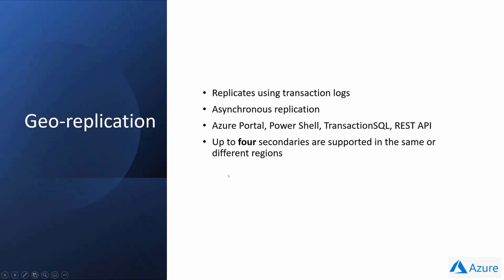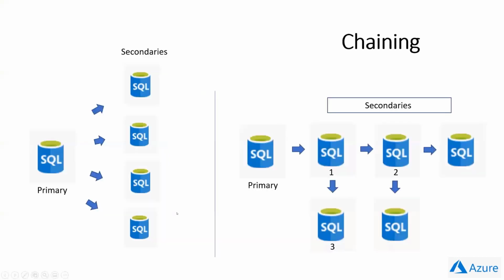Now, even though we can have only up to 4 secondaries, there is something called chaining, where we can actually have an endless number of databases. So if you see here on your left, we have the primary.